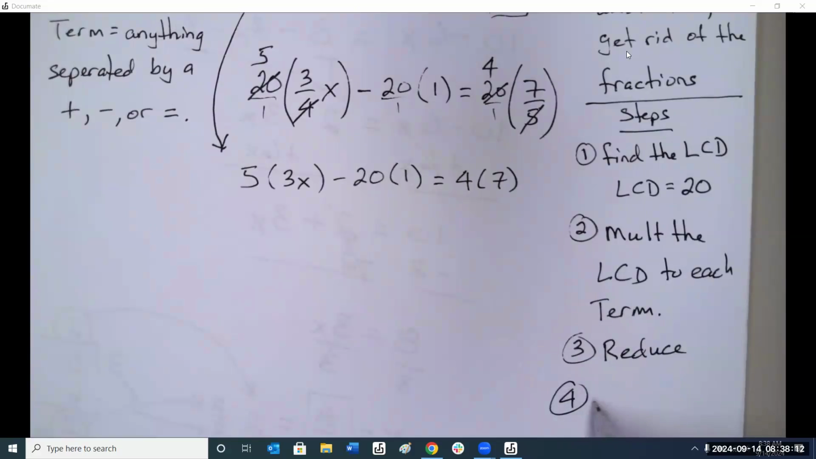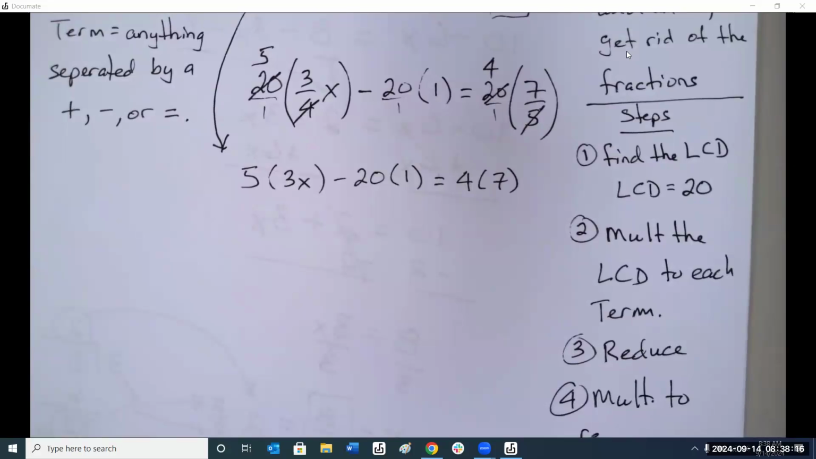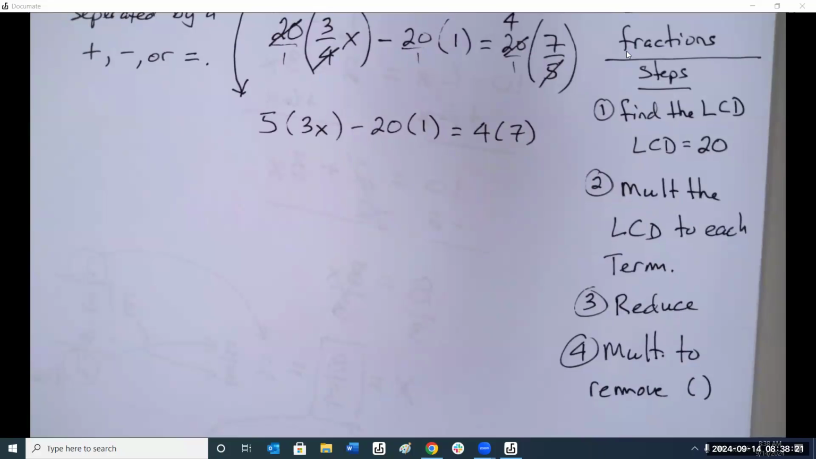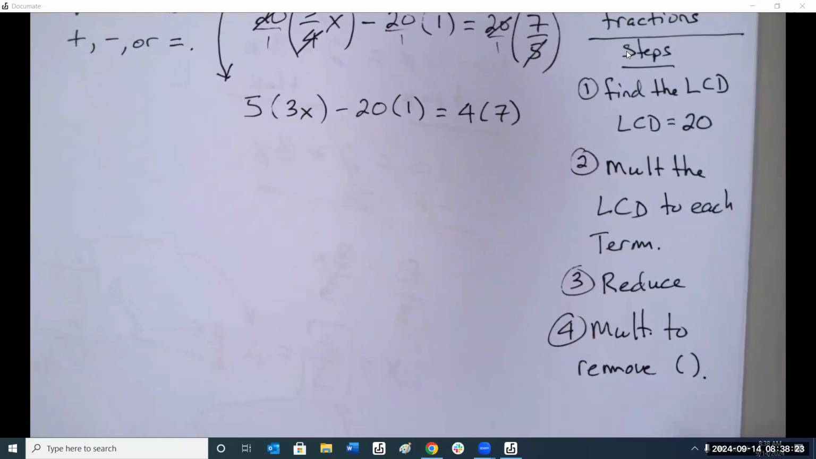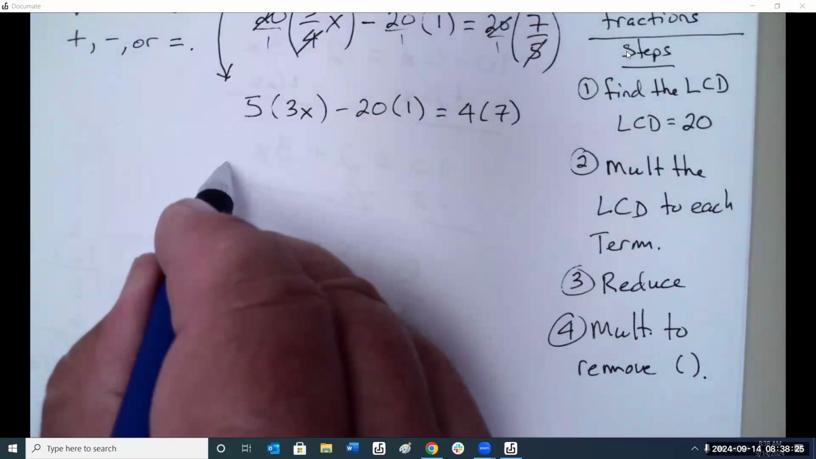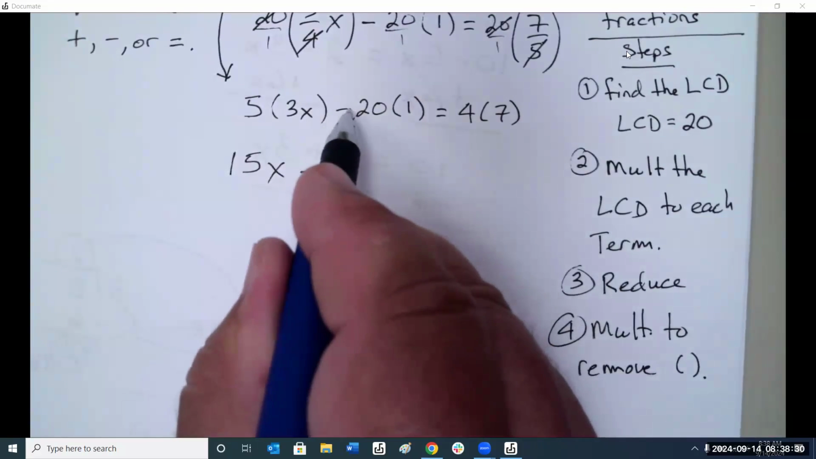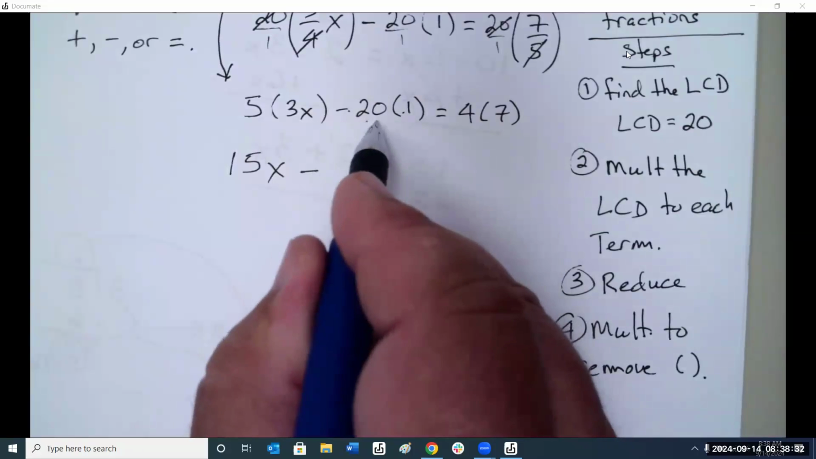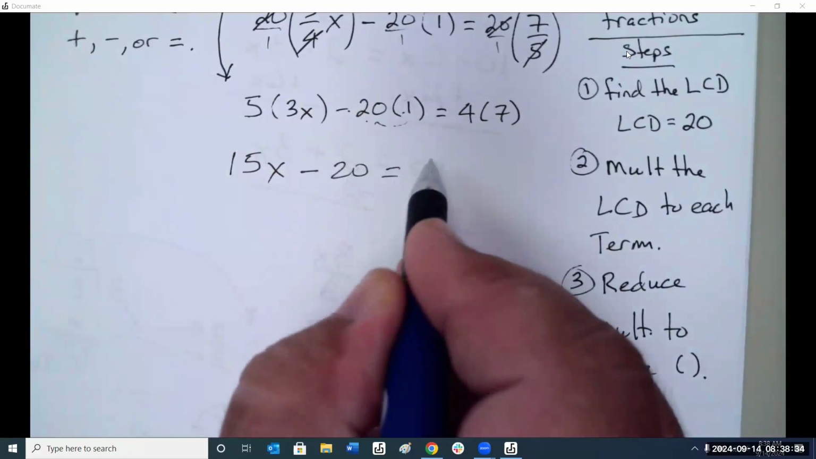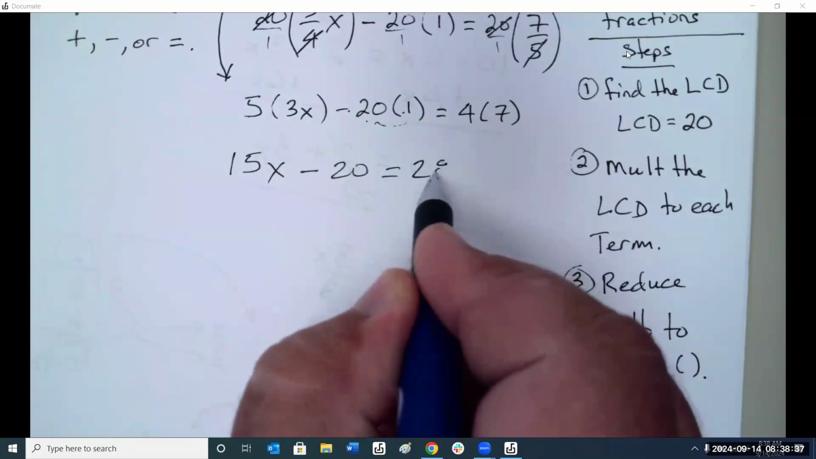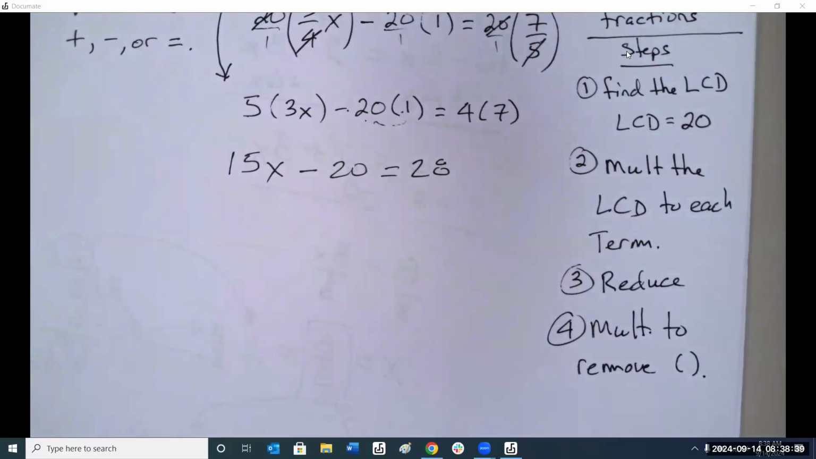Fourth step, multiply to remove the parentheses. We have 5 times 3 is 15x. Negative times positive is negative. 20 times 1 is 20. 4 times 7 is 28. No more parentheses. The last step is solve.